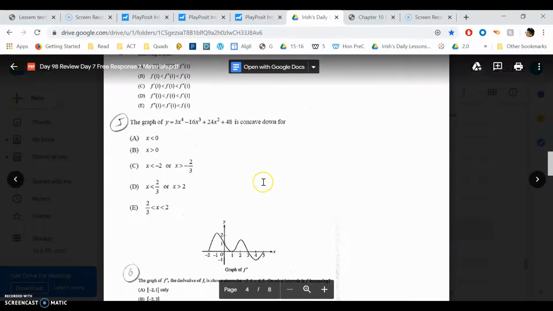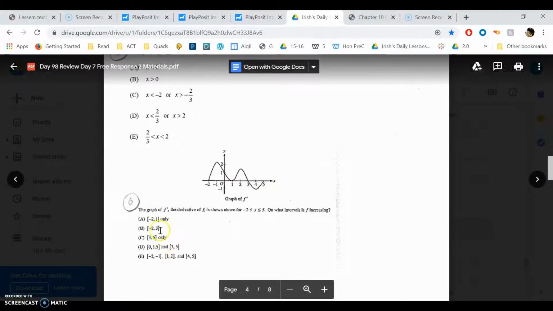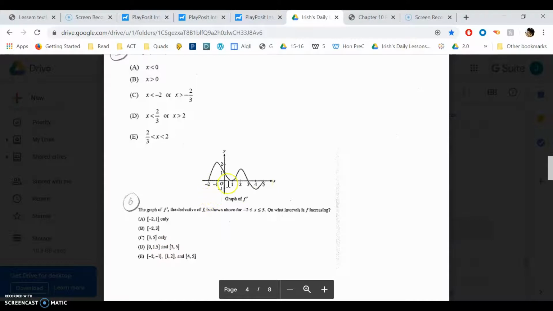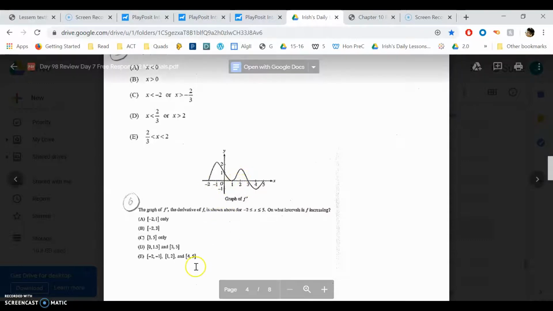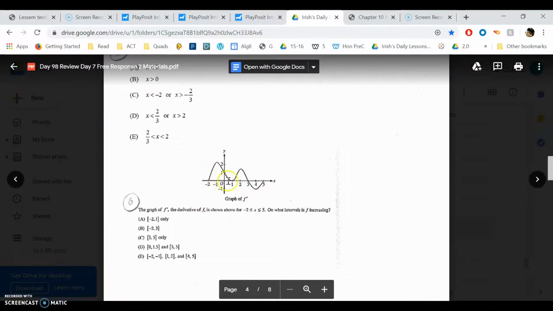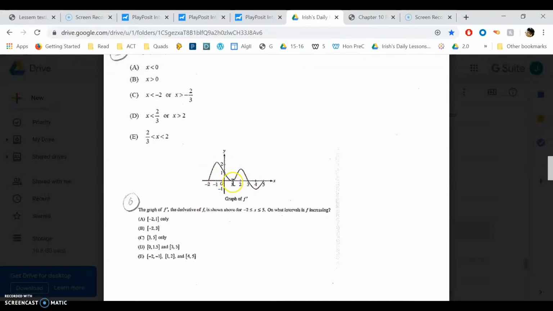So that would be E. There's the answer. And the answer to the last one actually isn't on here. It's between negative 2 and 1, and between 1 and 3. That's where f is increasing. If this is a graph of f prime, this is increasing, going up and up, but it's not increasing at 1. So the graph is not there.